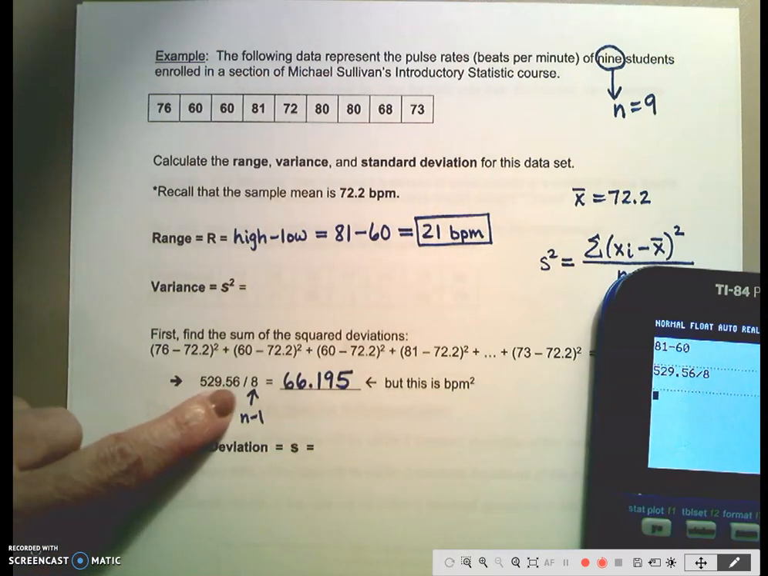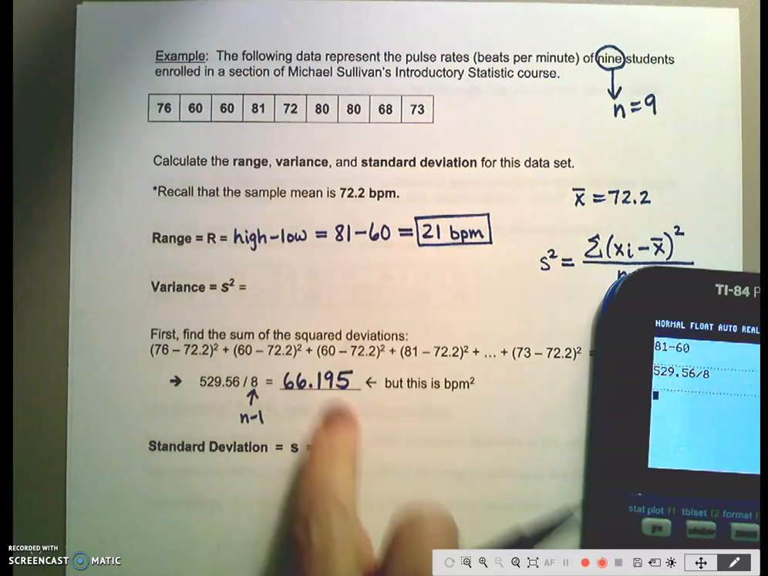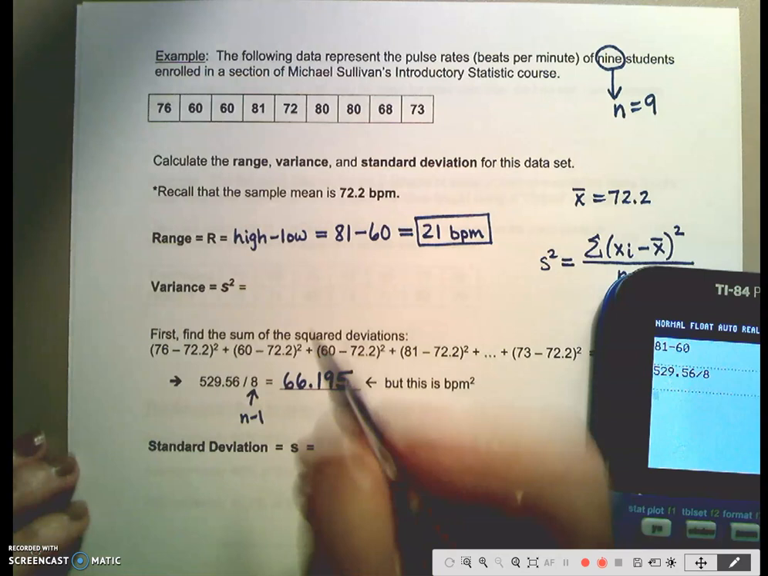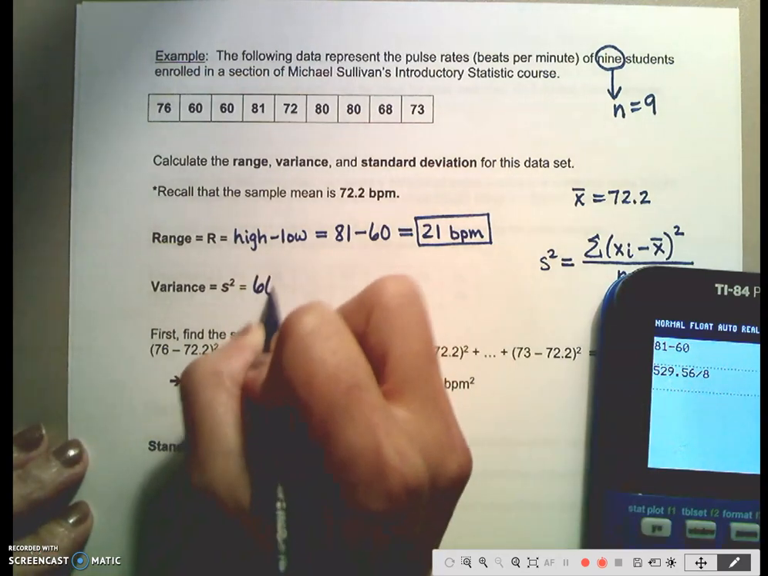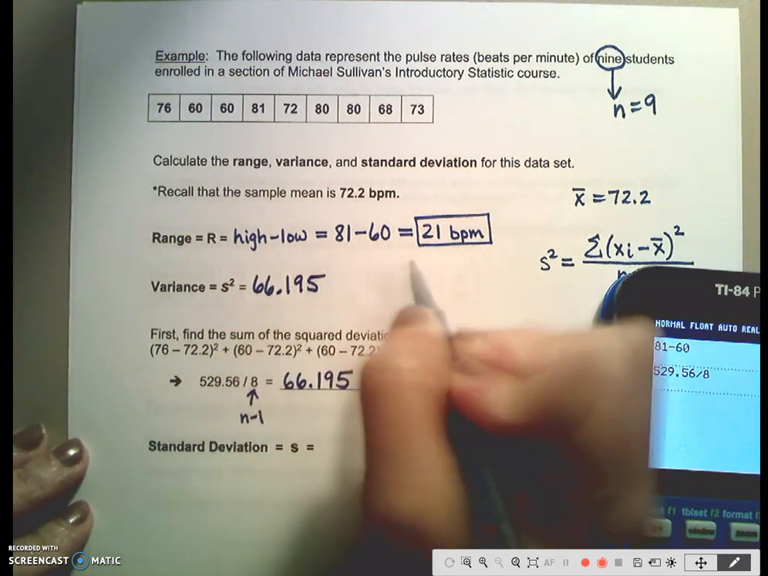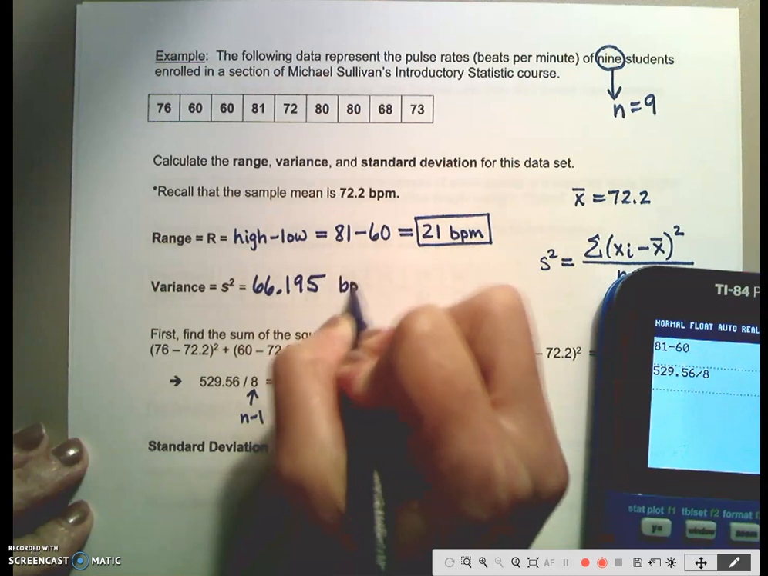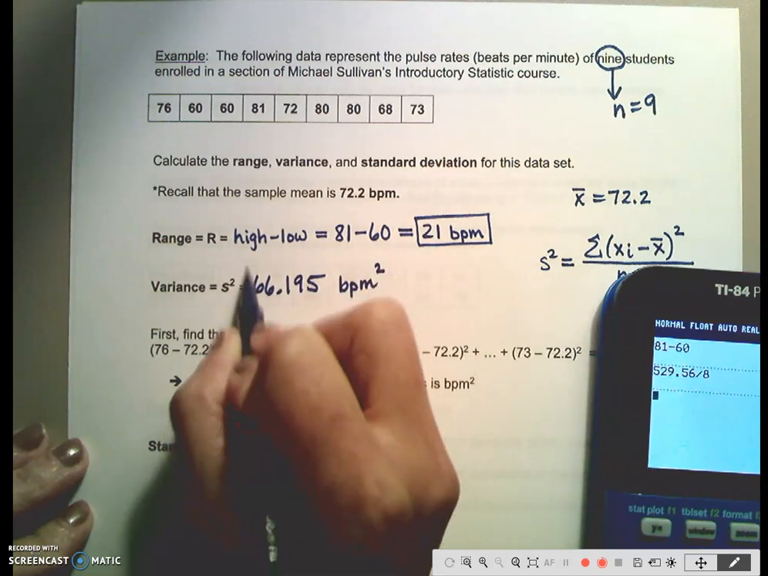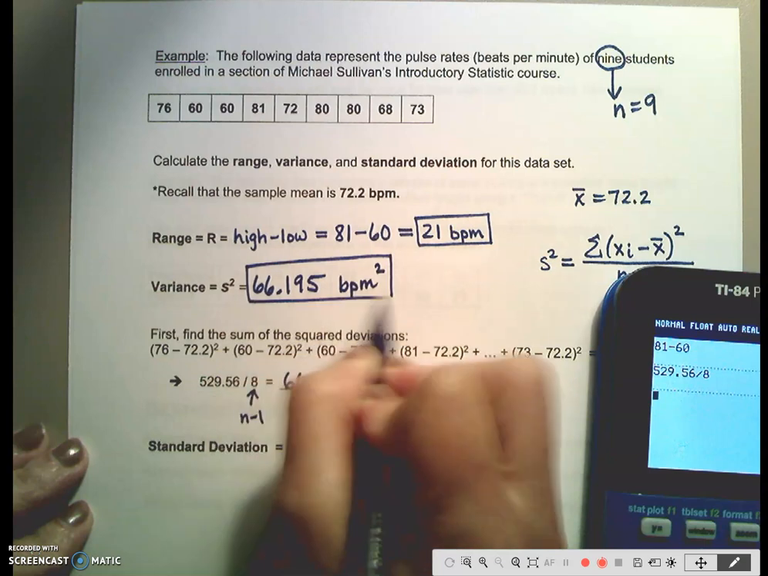529, did I do that right? Divided by 8, yeah. But that's squared beats per minute, and I don't know how to interpret squared beats per minute. So yes, my variance is 66.195 beats per minute squared, but I don't really know what to do with it.